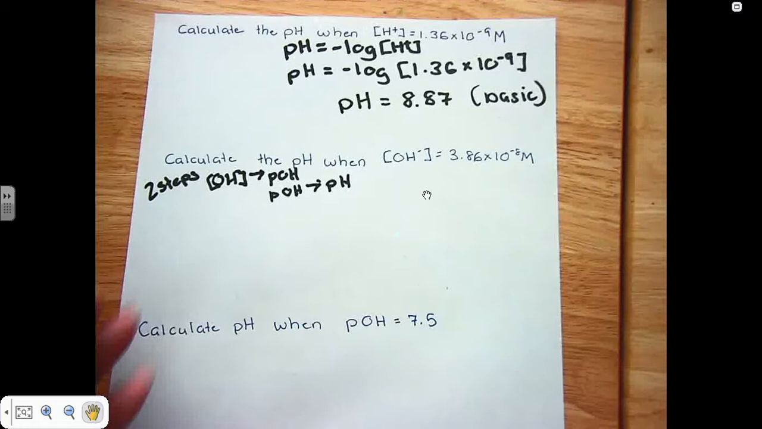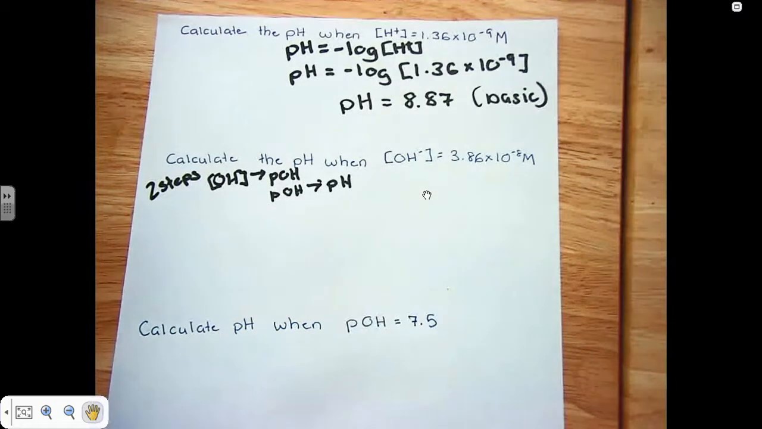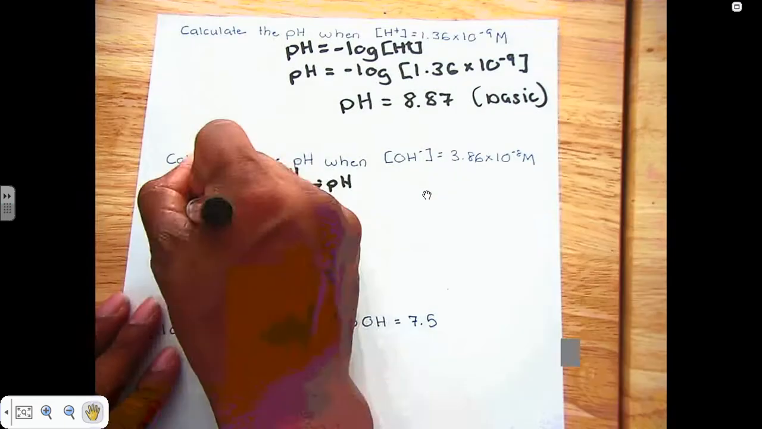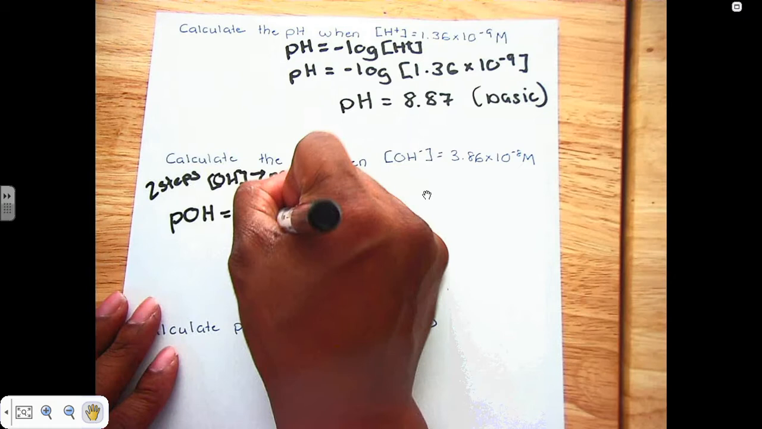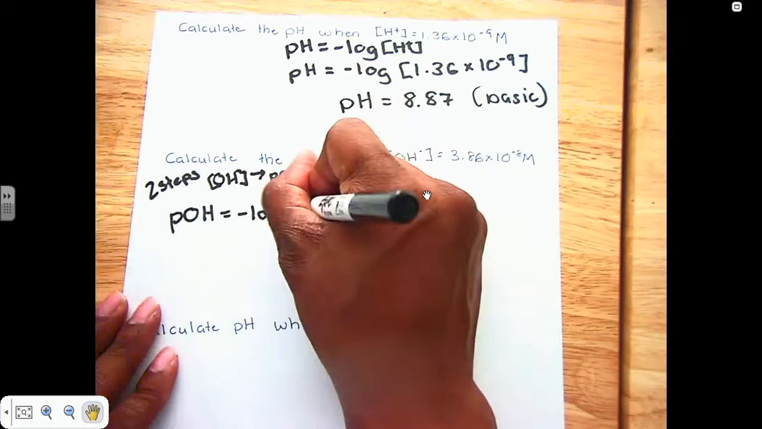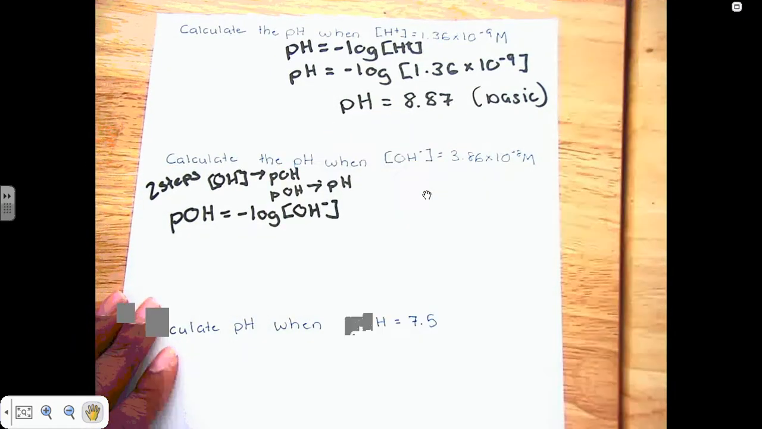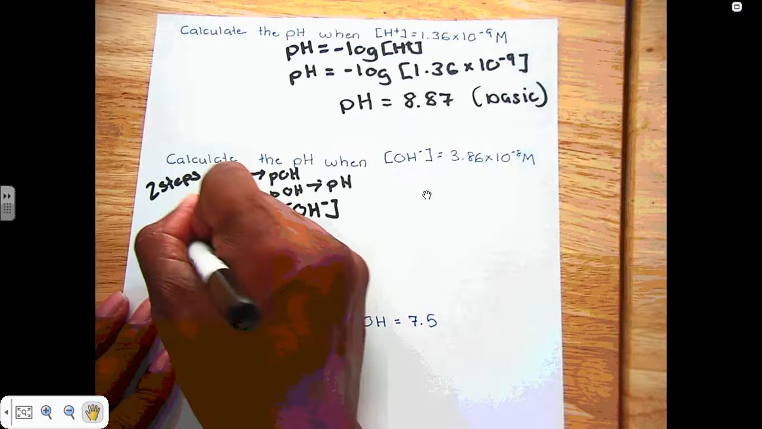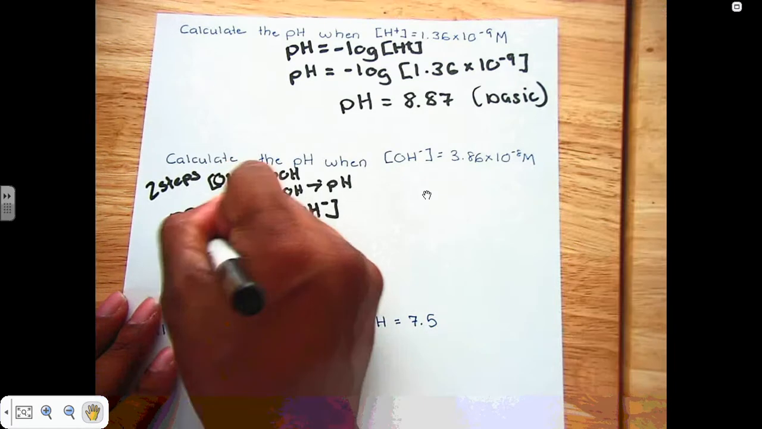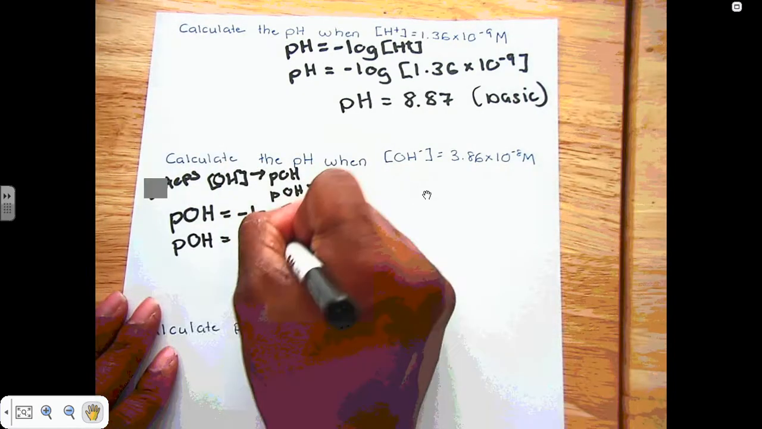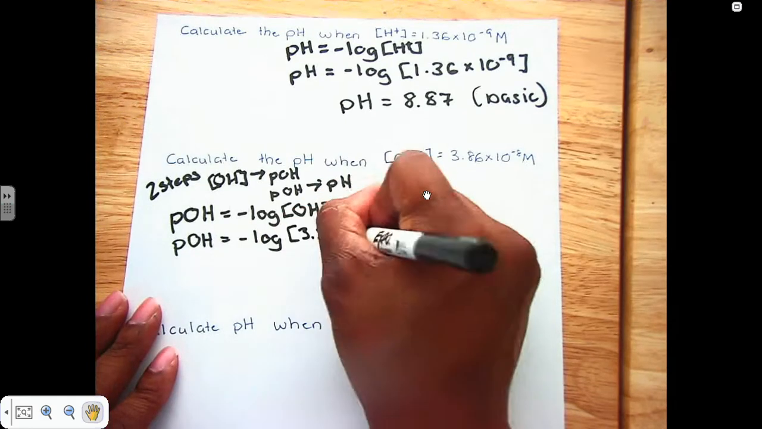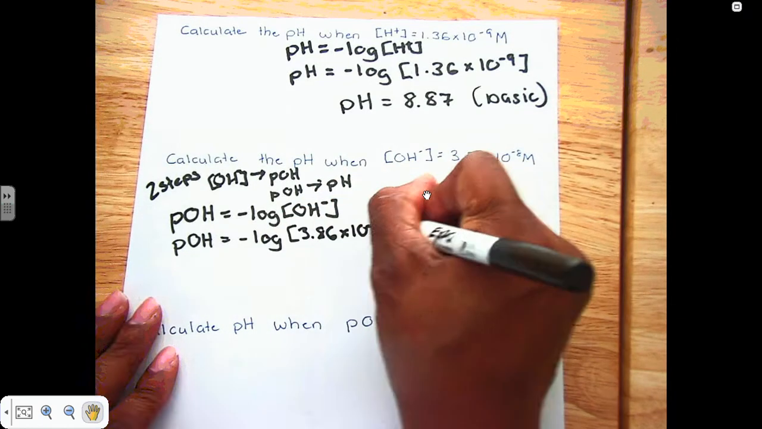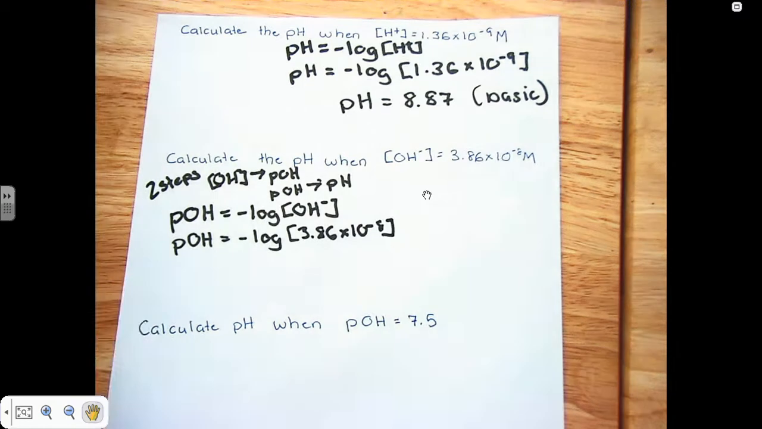If we recall, whenever we're given our hydroxide ion concentration, we just can plug it in the simple equation pOH is equal to negative log of hydroxide concentration. So I'm going to go ahead and rewrite that with the actual number featured. Negative log of 3.86 times 10 raised to the negative 8. And then we're going to solve.